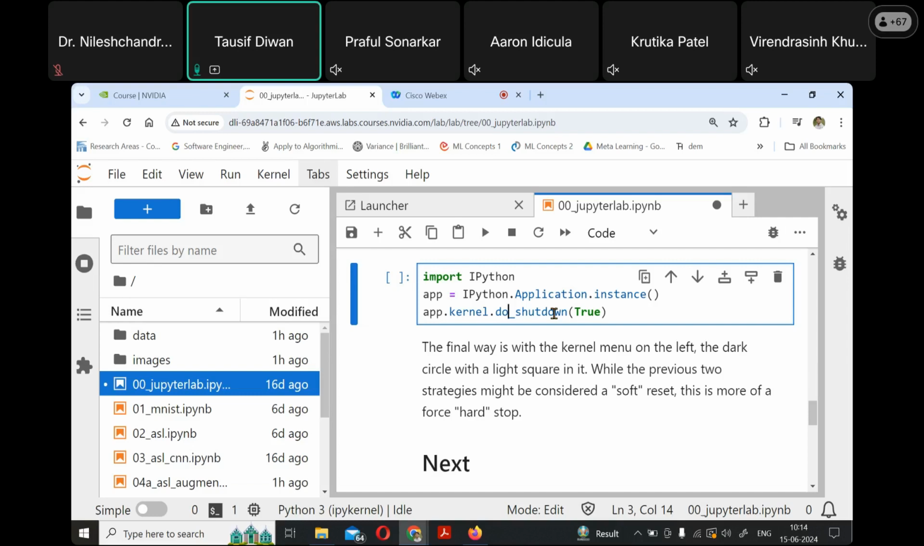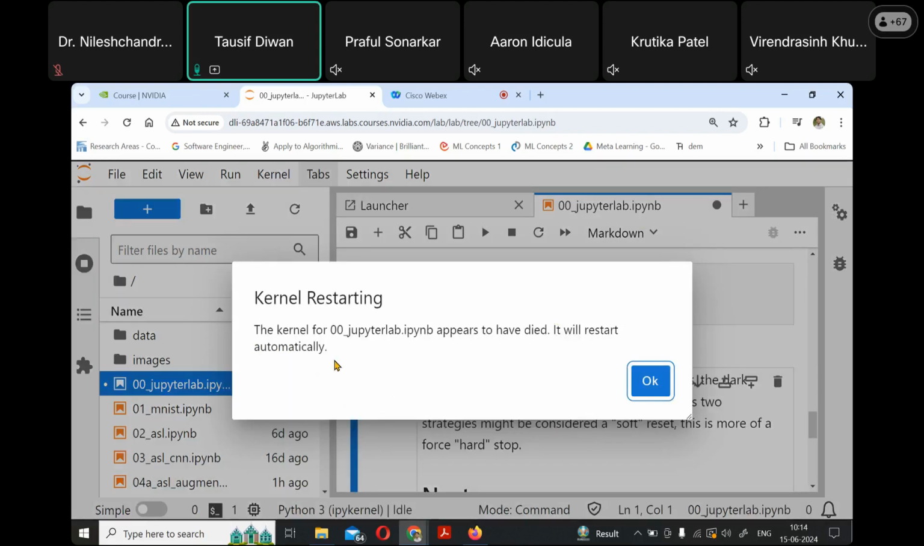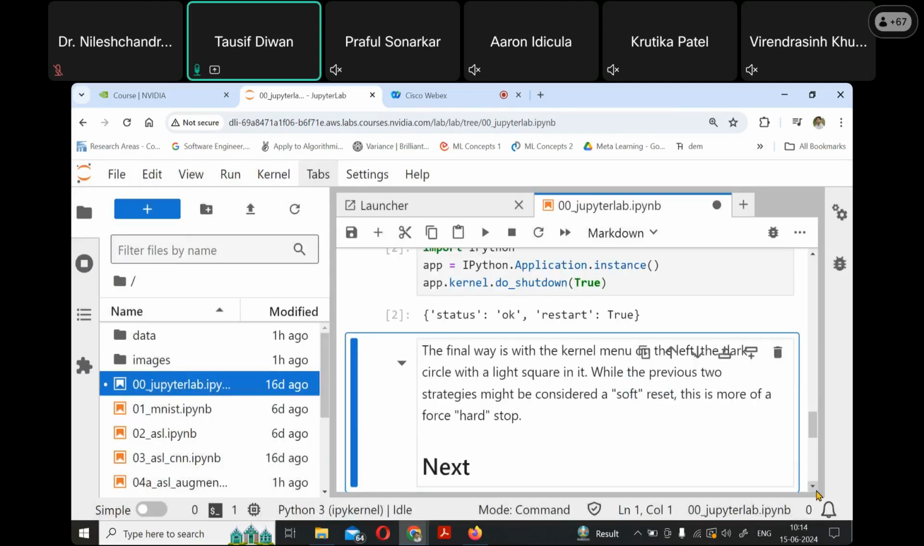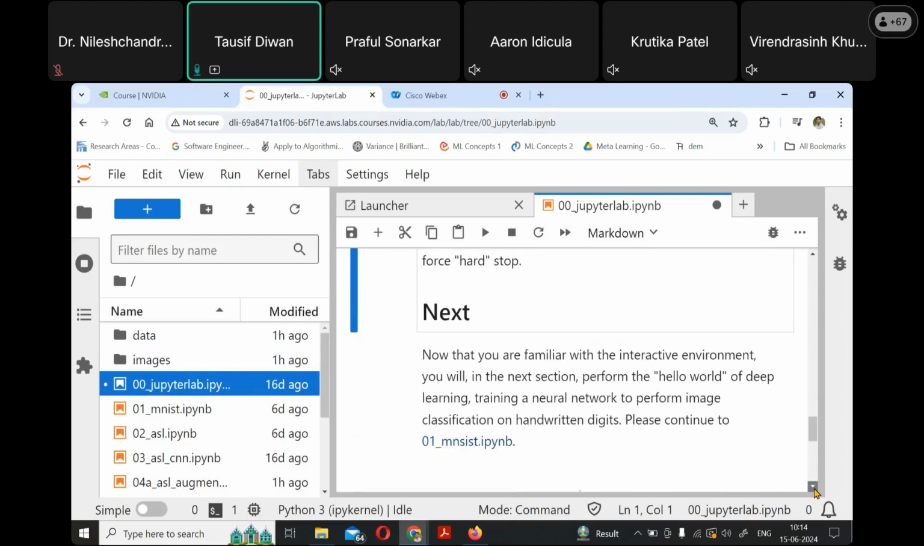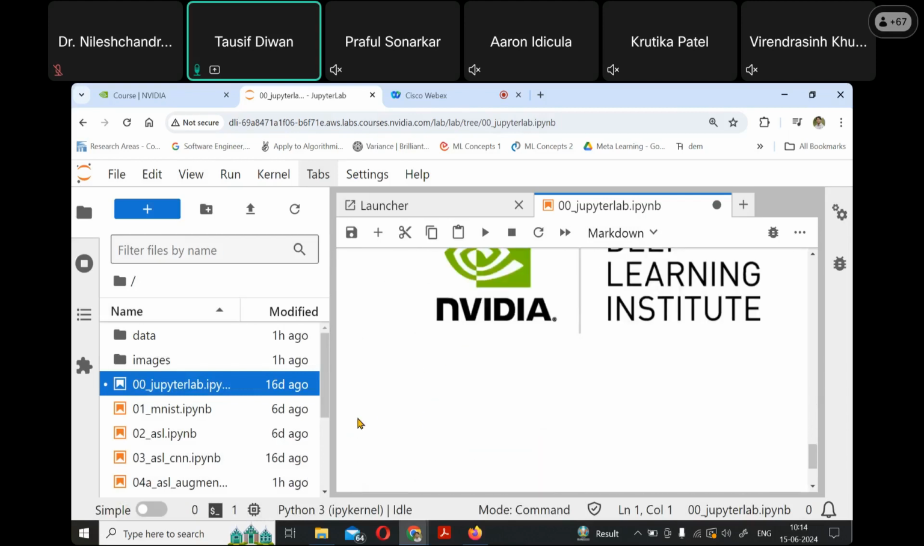Once I run this cell, and what was the command? Shift Enter. So you should get this kind of message. It means that you have successfully cleared the GPU memory. So these were the two things that you should learn from this notebook.